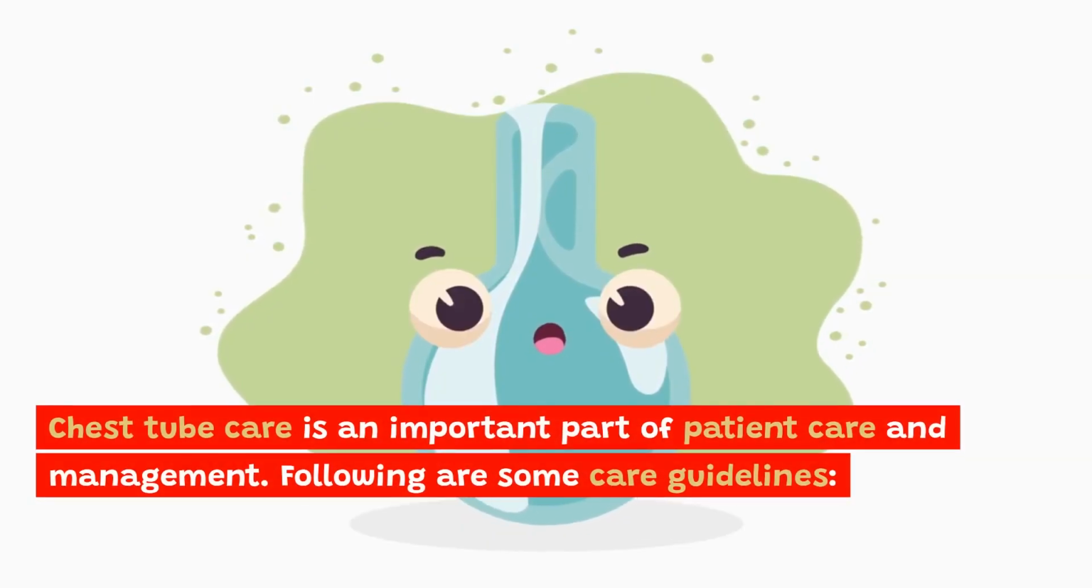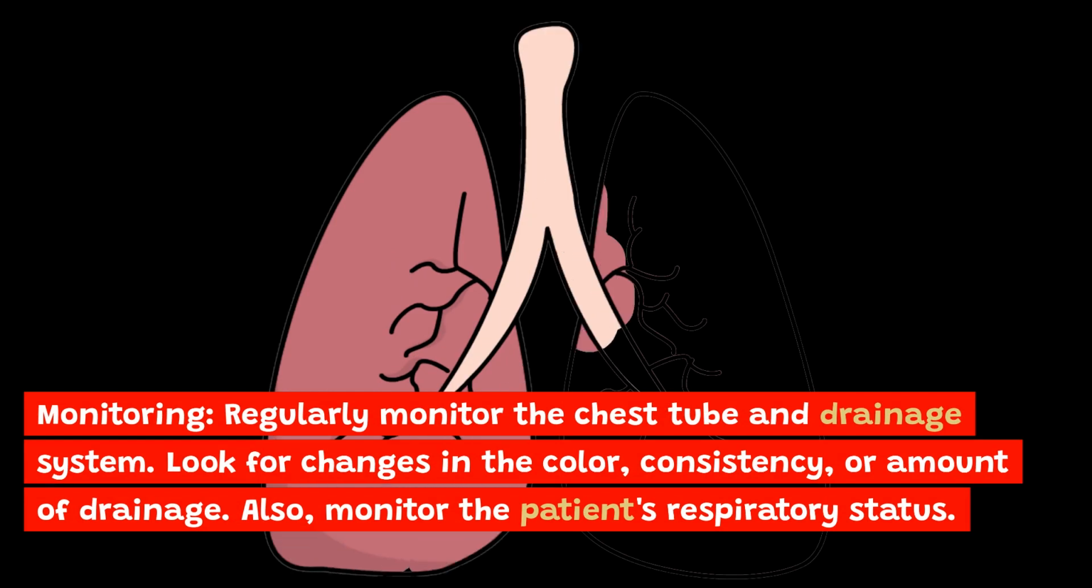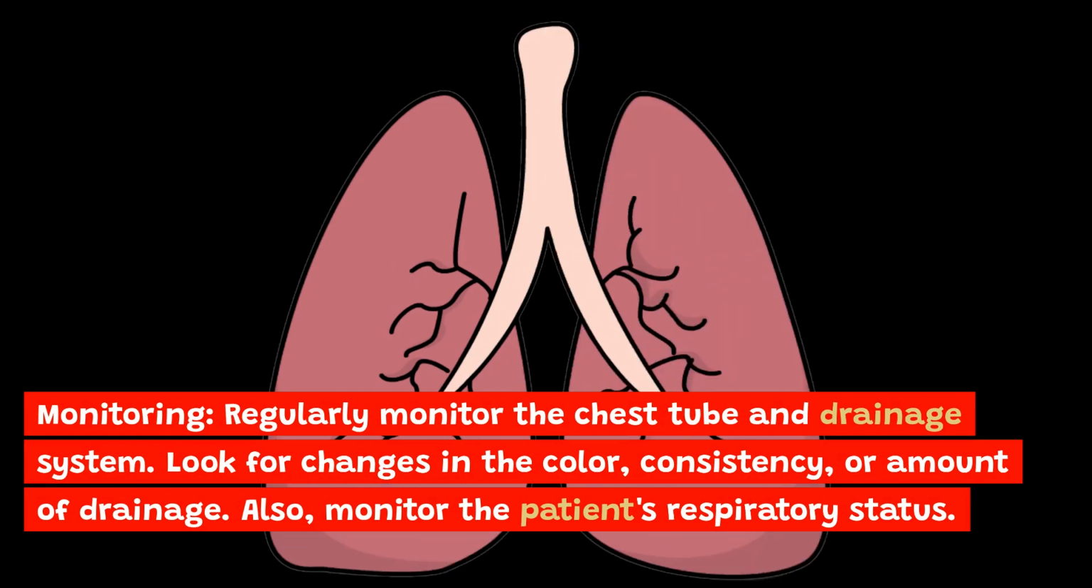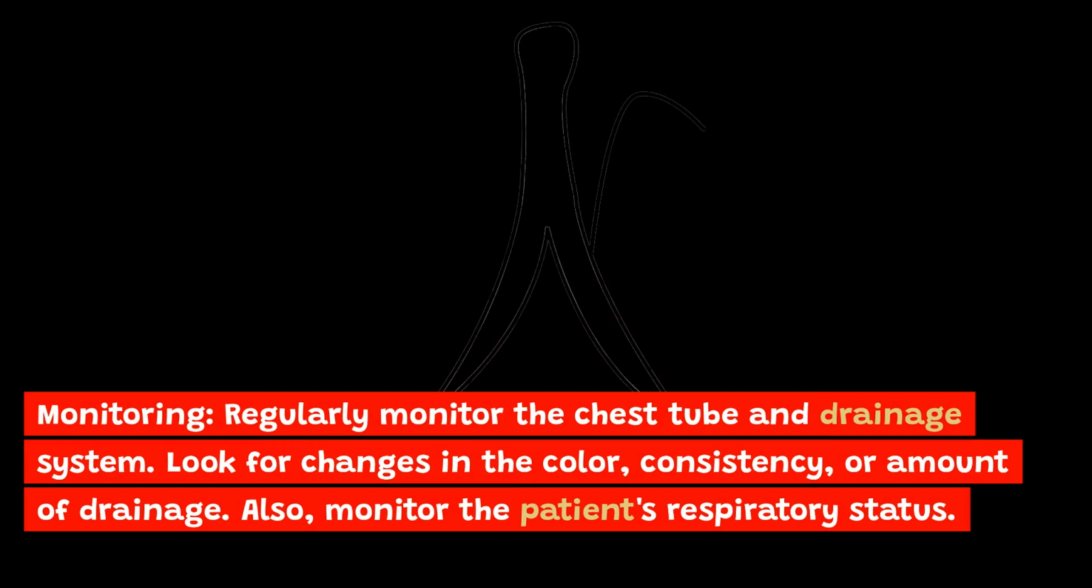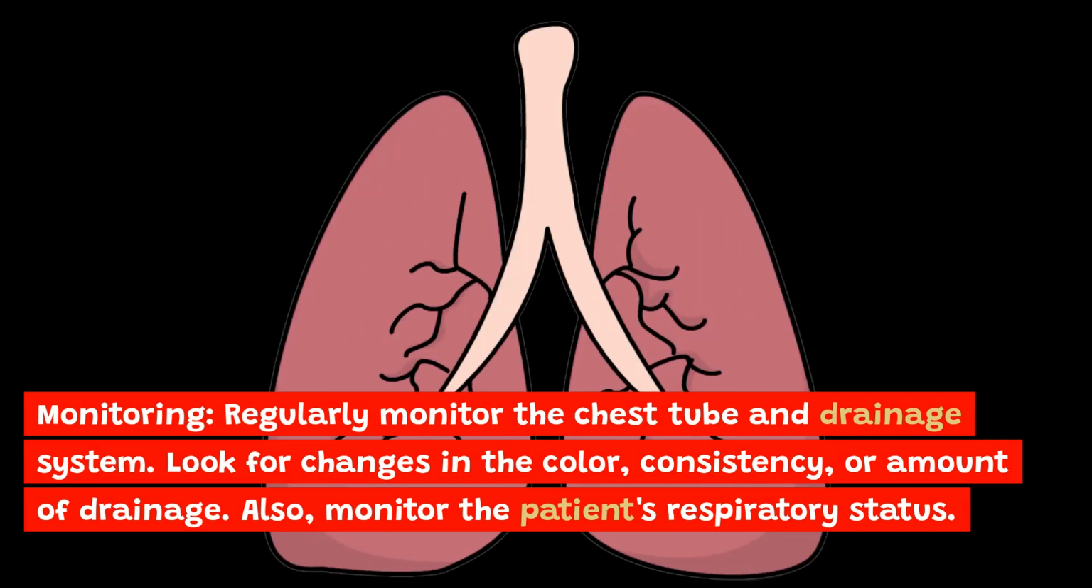Chest tube care is an important part of patient care and management. Following are some care guidelines. Monitoring. Regularly monitor the chest tube and drainage system. Look for changes in the color, consistency, or amount of drainage. Also, monitor the patient's respiratory status.